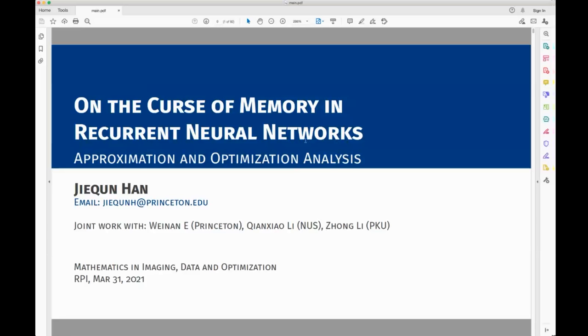This work is mainly about analyzing the relationship between learning and dynamic systems when we use recurrent neural networks (RNN) as a tool to learn temporal relationships. This is a joint work with Wei Nan in Princeton, Qianxiao Li in NUS, and Zhong Li in PKU.